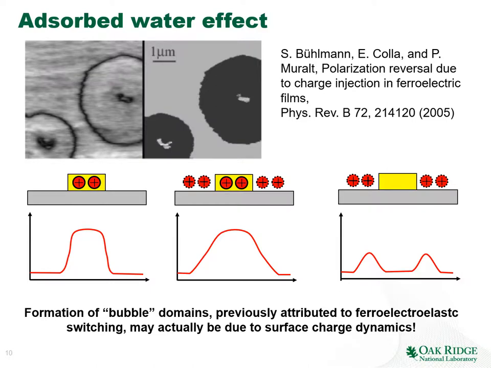However, once we turn off the tip bias, the charges in the tip disappear instantly. This is metal, and the charges in the metal respond instantly to bias. However, the injected charges on the surface, which are ionic in nature, remain for quite a while. What's interesting is that now, relative to the injected charges, the tip is effectively charged negatively. This effective negative charge will result in the backswitching and formation of these bubble domains.